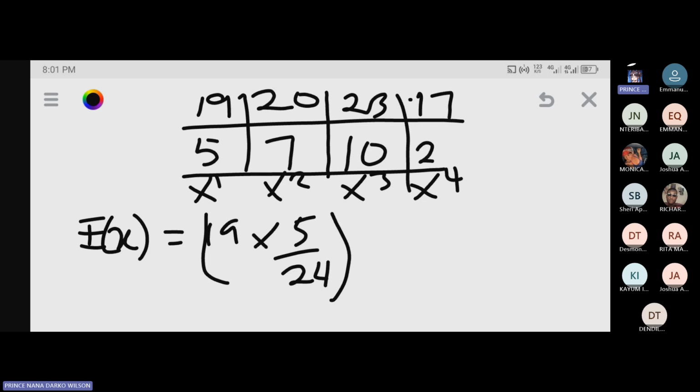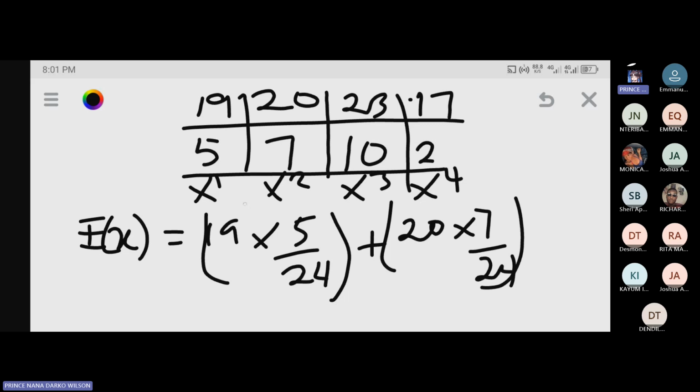So over here, the first value is a 19. Its expected value is going to be 19 times its probability, which is 5 over 24. I hope that is clear. All right. Then we add that to the second one happening. That is 20's expectation, so 20 times the probability of 20, which is 7 over 24. We do the same all the way to the end.